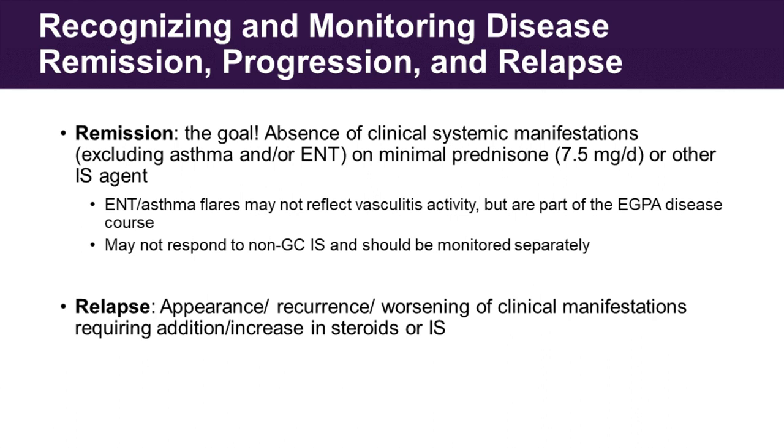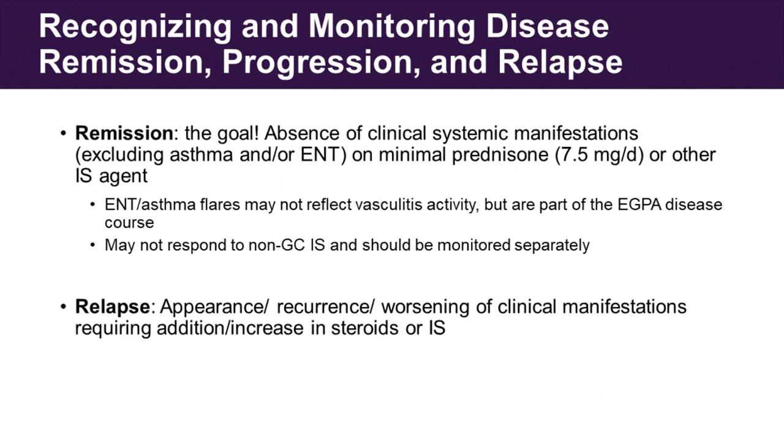So before I go into some of the more targeted trials, I'm just going to briefly go over some definitions, because it really is important when you're looking back at trials to figure out what we are using to define remission and what we are using to define relapse, because this really changes whether these trials come out as positive or negative. So remission, we know this is the goal: absence of clinical systemic manifestations or minimal prednisone. And one thing that's important to note in EGPA is that remission excludes asthma and ENT flares.